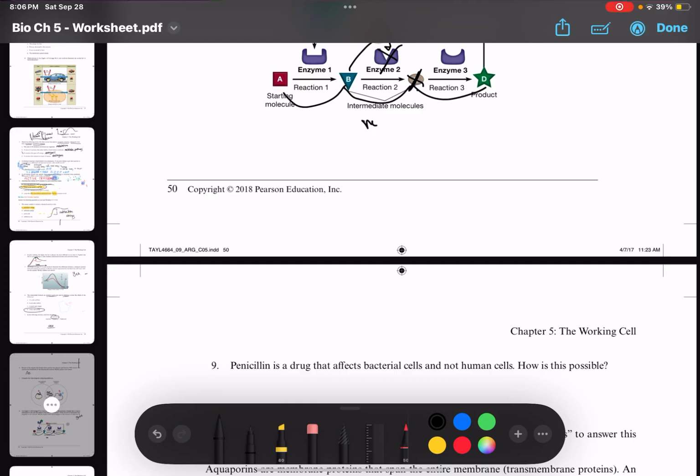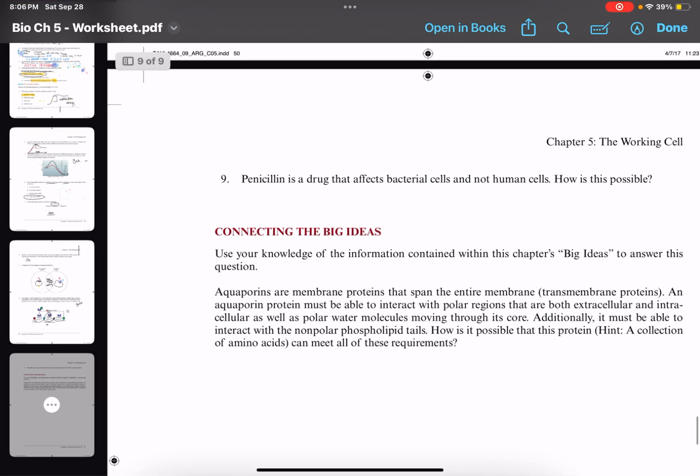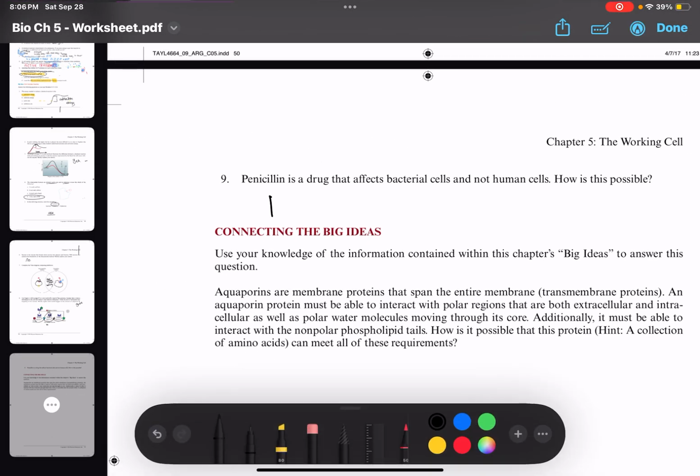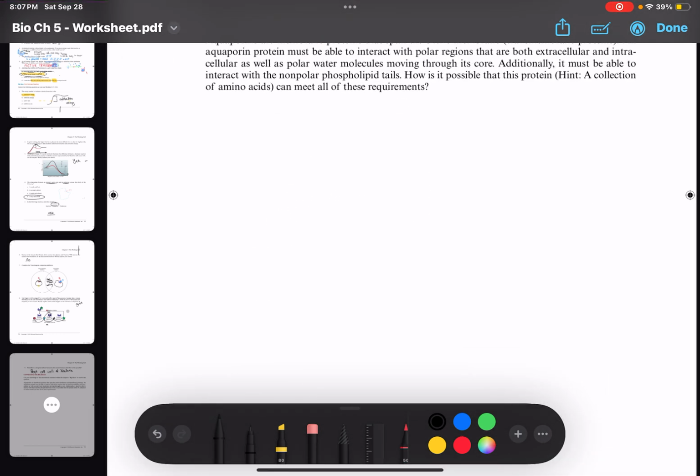But the way it works is penicillin just stops the production, just destroys the cell wall. Destroying the cell wall allows it to affect bacterial cells but not human cells, because human cells don't have walls. They burst the cell wall of bacteria. Alright, connecting big ideas. I think that's the one.